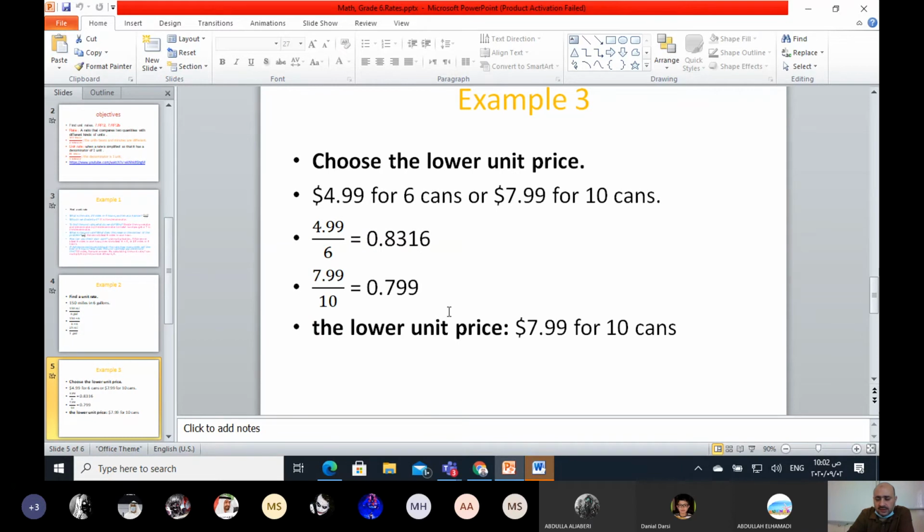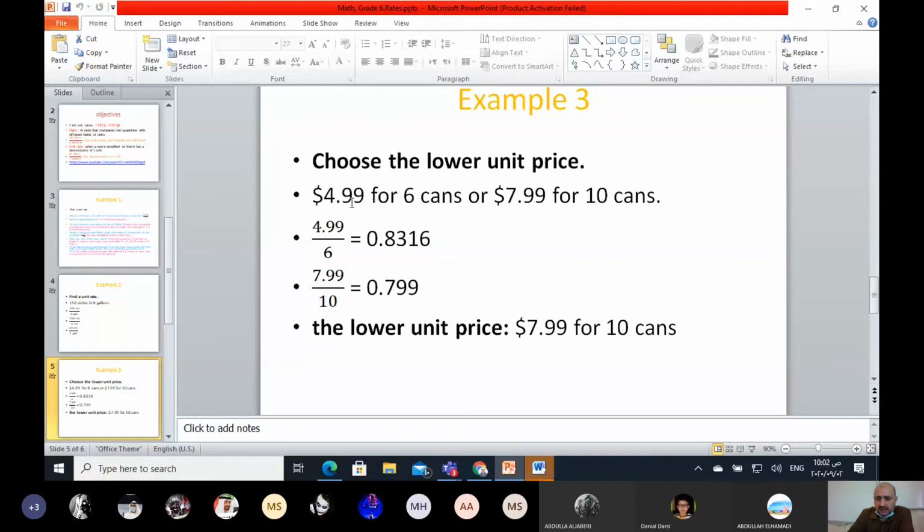Why do we use the rate and the unit rate? Suppose we go to the supermarket and I see two offers. Here we have $4.99 for 6 cans, or we have $7.99 for 10 cans. Which is better for me? The low price. So I want to choose the lower unit price. How to know?